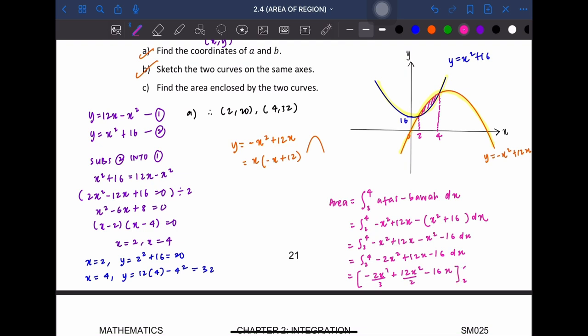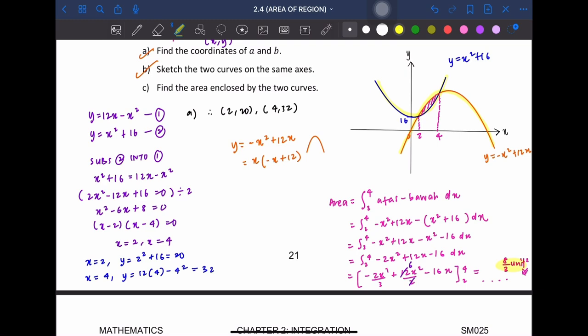Okay, so from 2 until 4. You can simplify this one, becomes 6. Okay, so finish your answer. So substitute your upper and lower limit. Make sure you write the steps. So the final answer would be 8 over 3 units squared. Okay, so this is your final answer. Make sure to complete by your own.